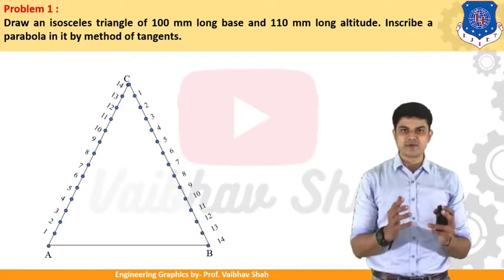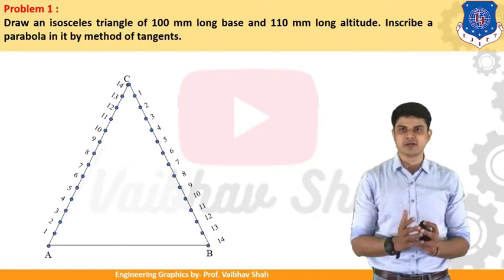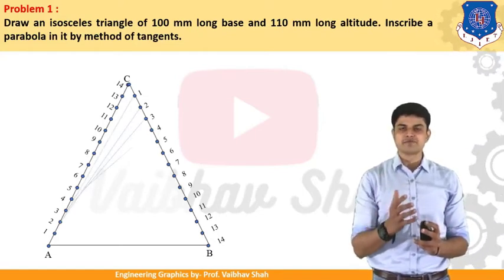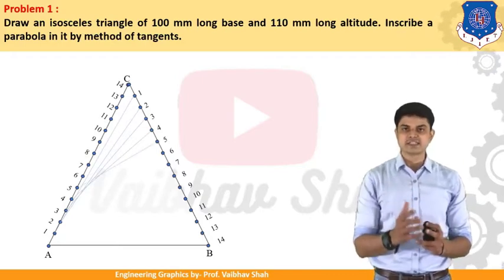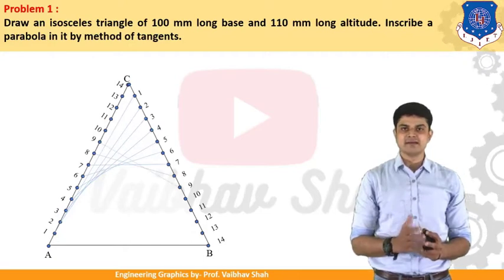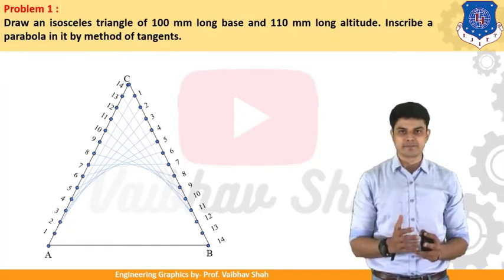Then it is very easy, we should connect the similar points. So let us join point 1 with point 1, point 2 with 2, 3 with 3, 4 with 4, 5 with 5, 6 with 6, 7 with 7, 8 with 8, 9 with 9, 10 with 10, 11 with 11, 12 with 12, 13 with 13 and 14 with 14.